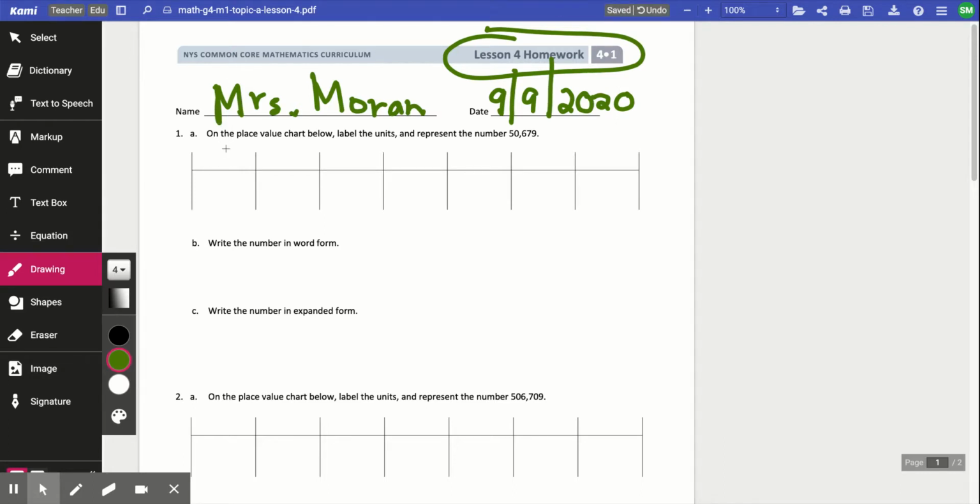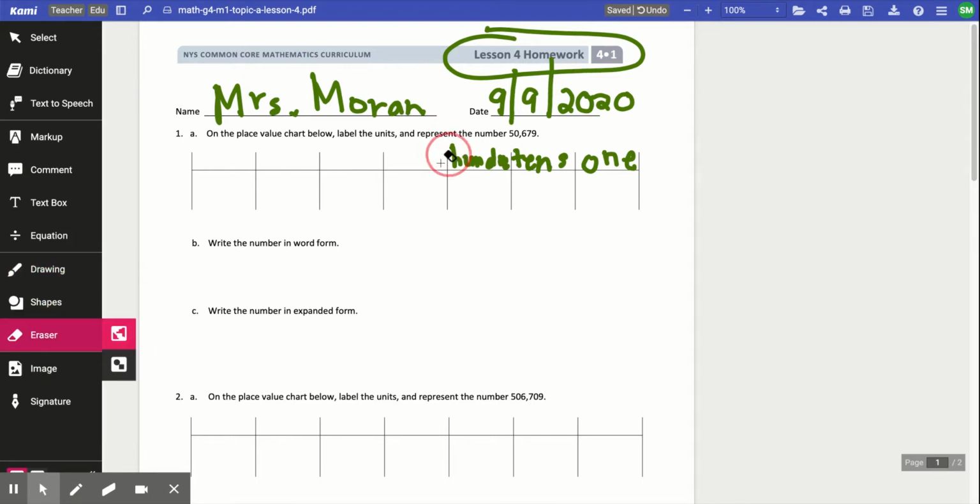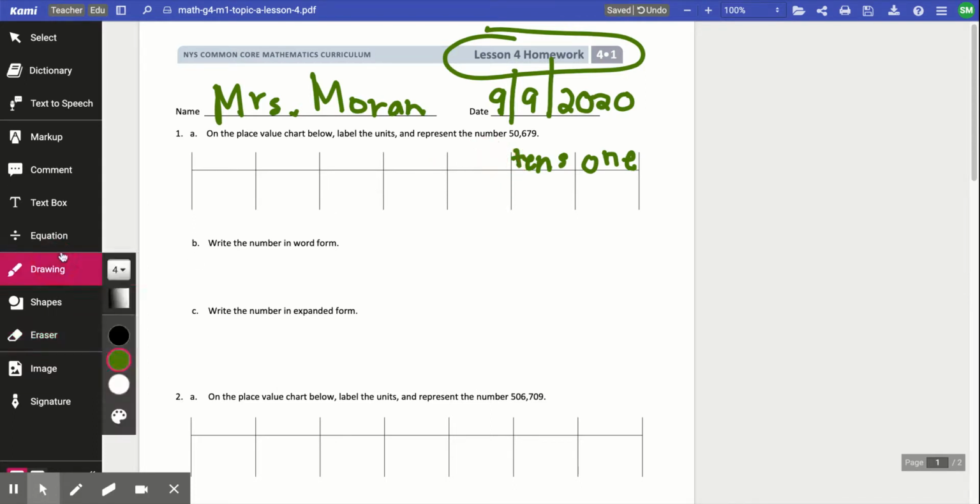It says on the first problem, on the place value chart below, label the units and represent the number 50,679. So if you did this correctly, you remembered our place value system starts with our ones way down here. Then we have our tens. Then we have our hundreds, 3-digit number. Oh, I can't fit it. So I'm going to try, I want to be neat. So I think I'm going to write on a diagonal.